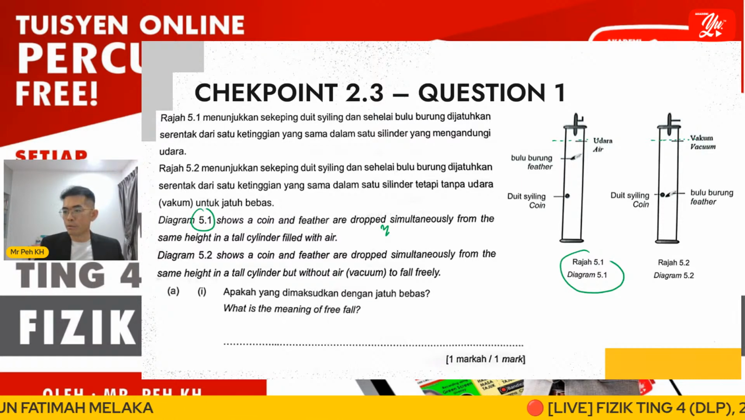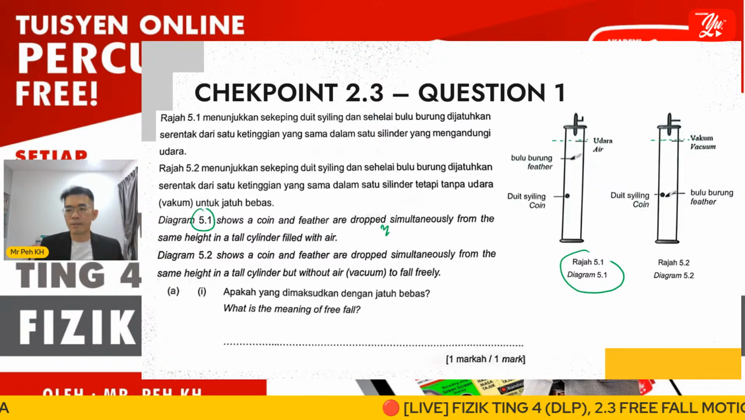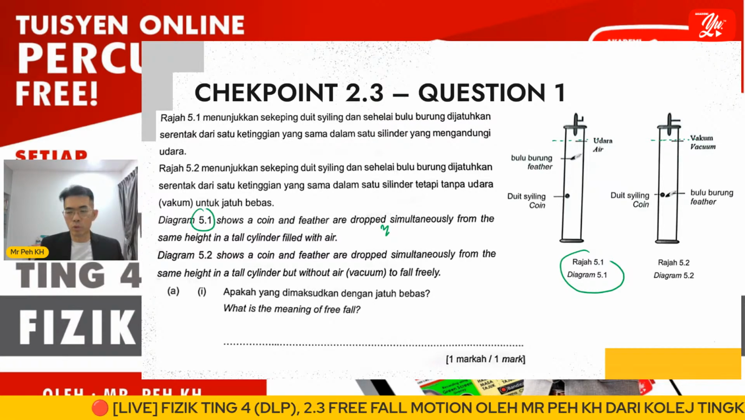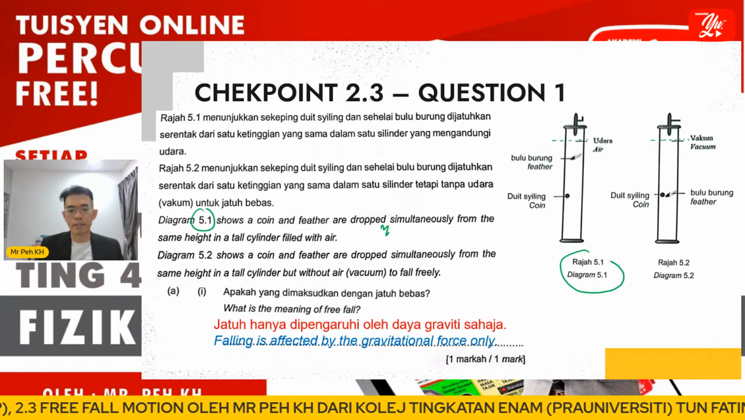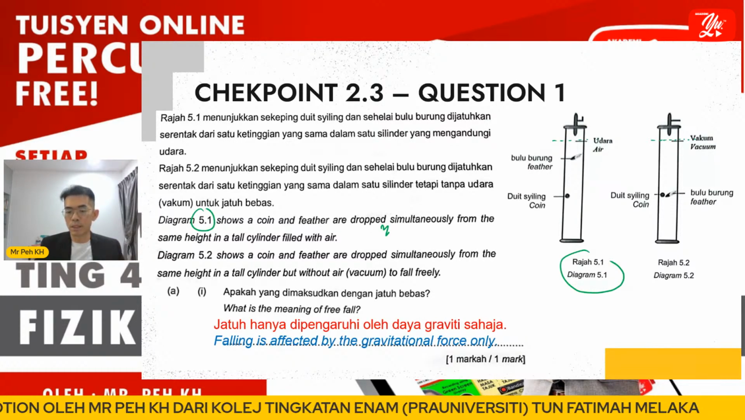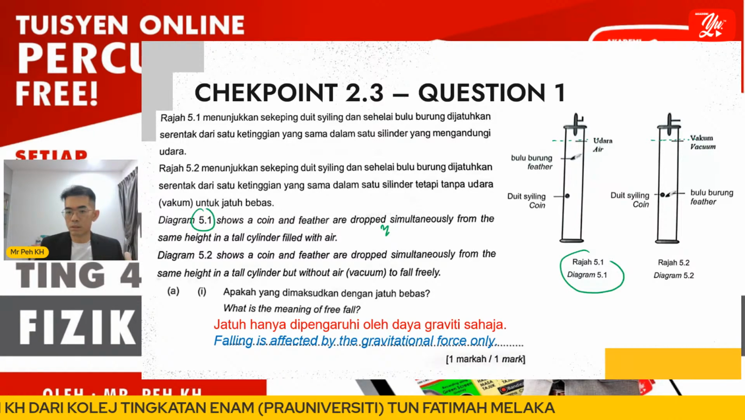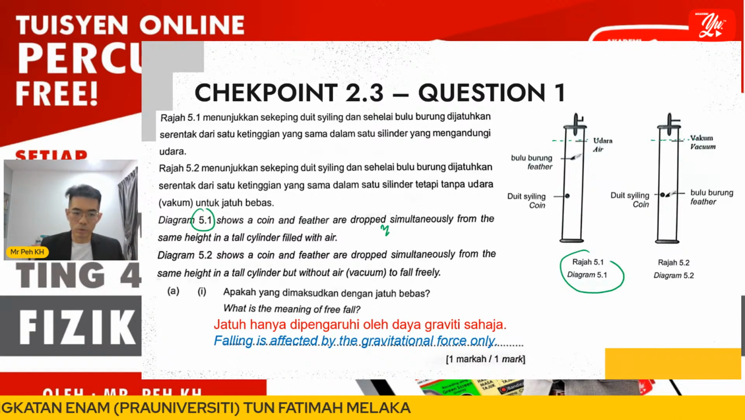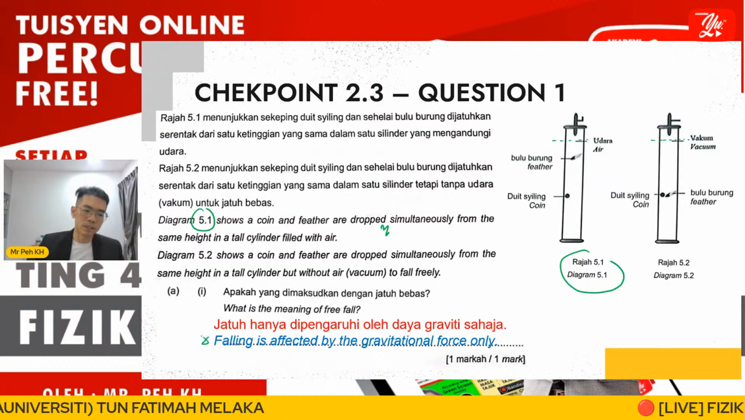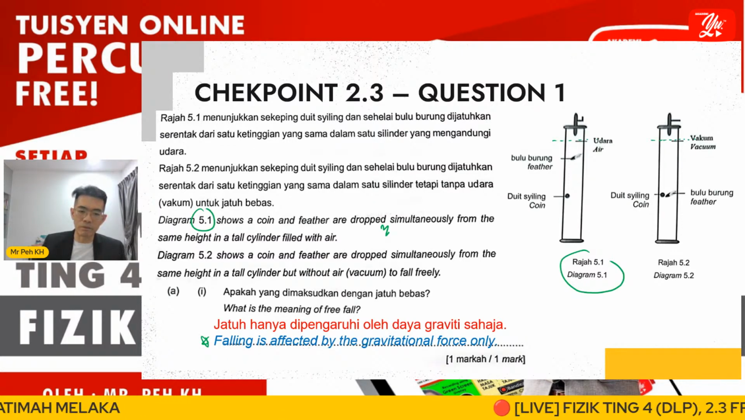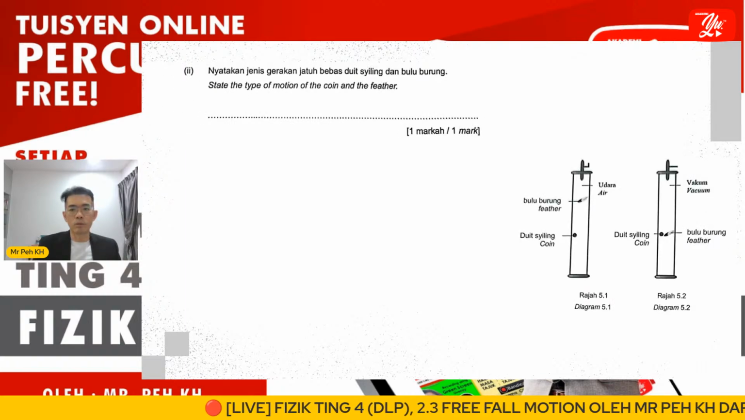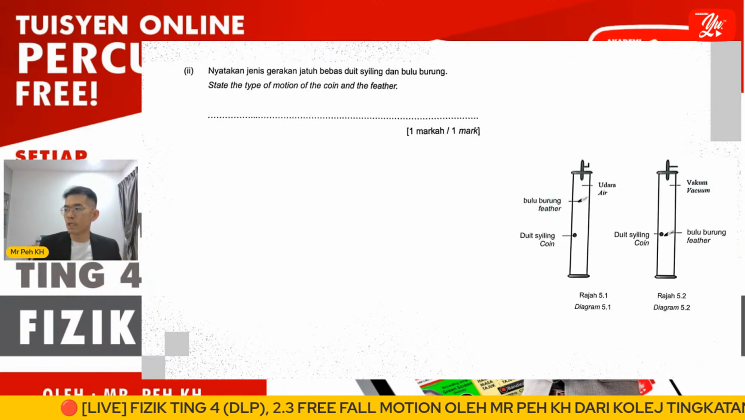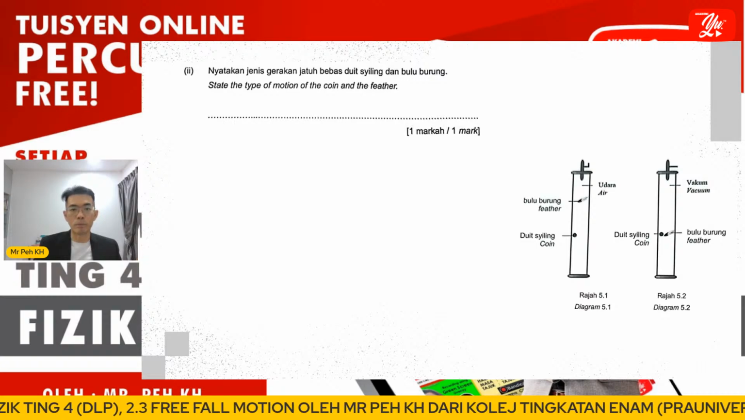From the first slide, I already told you the definition of free fall. It is the falling which is affected by gravitational force only, and the air resistance can be ignored. So you can just write this sentence: falling is affected by gravitational force only. Okay, then here we have the second question. This is an example question for paper 2.